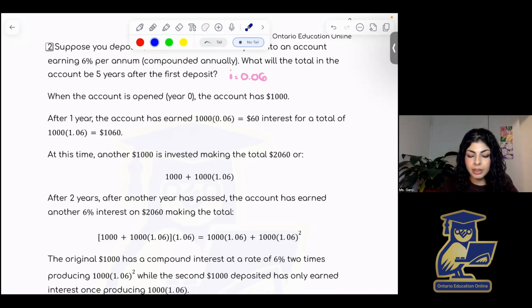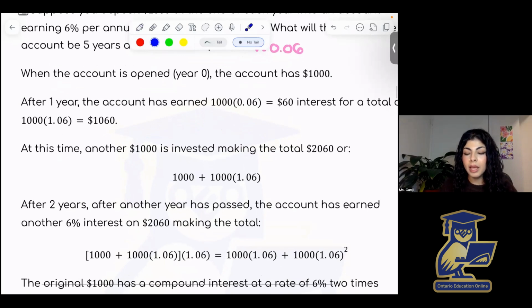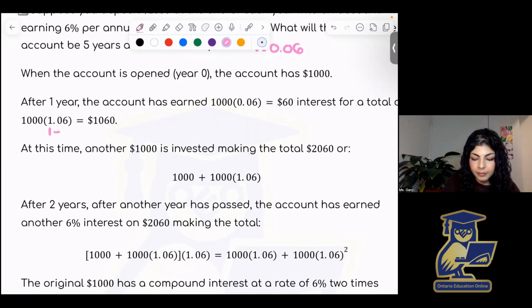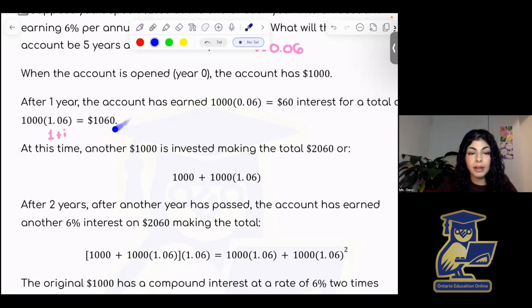$1,060. And remember, if you just multiply by the interest rate, you're going to get the interest value. But if you multiply by 1 plus i, then you're going to get the total value, because we are also accounting for the $1,000 that we had and the interest that we earned from that, so $1,000 and $1,060.